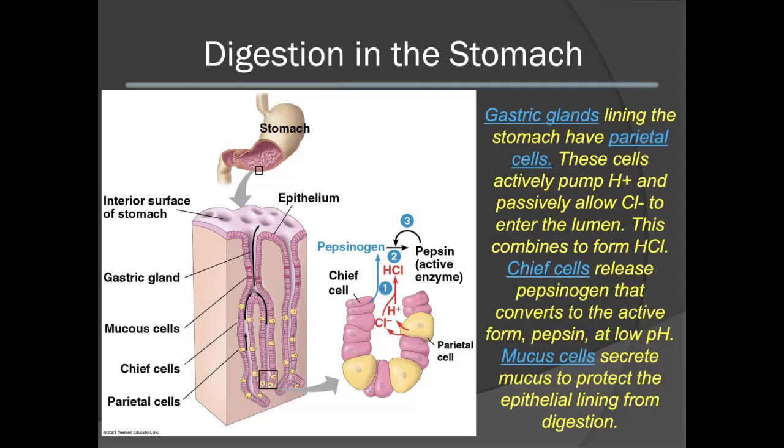Chief cells release pepsinogen. This will eventually be converted to the active form pepsin whenever a low pH is encountered, such as the pH of the stomach, which resides around 2 when it is in active digestion mode. Mucus cells secrete mucus, and this is important to protect the epithelial lining of the stomach from digestion.